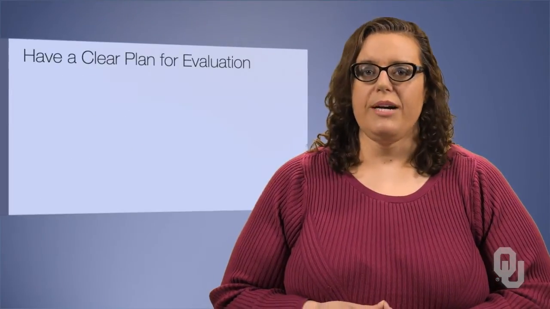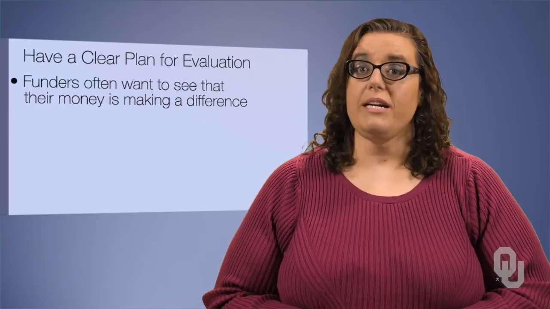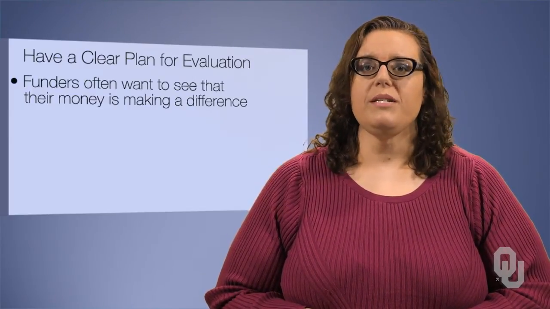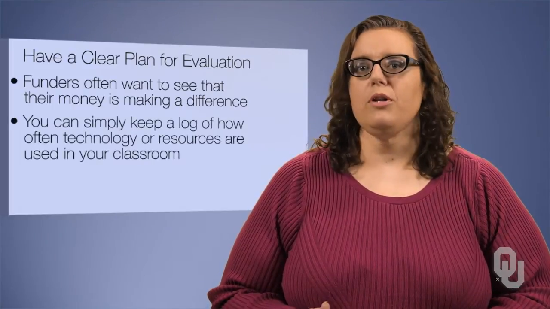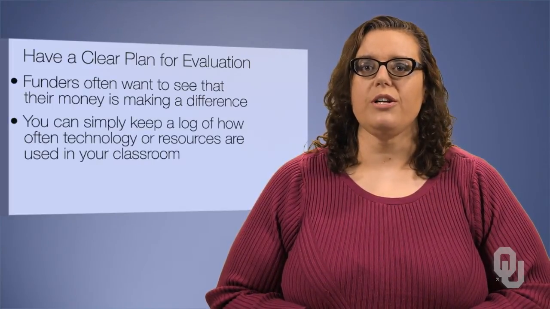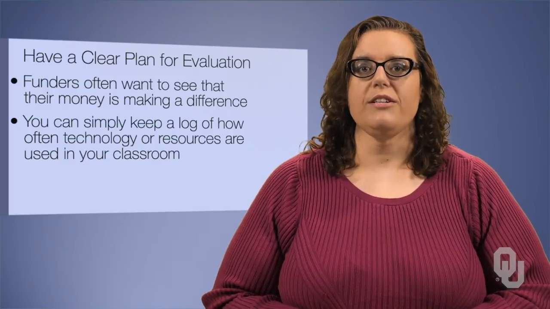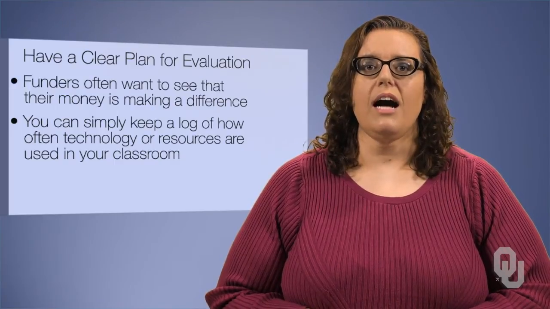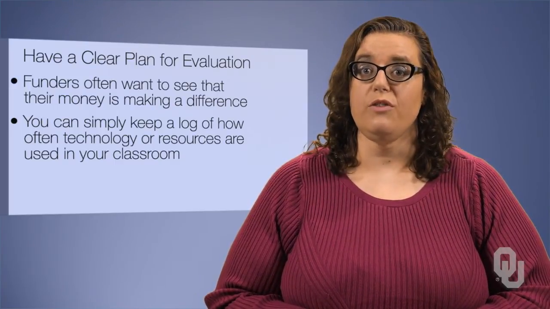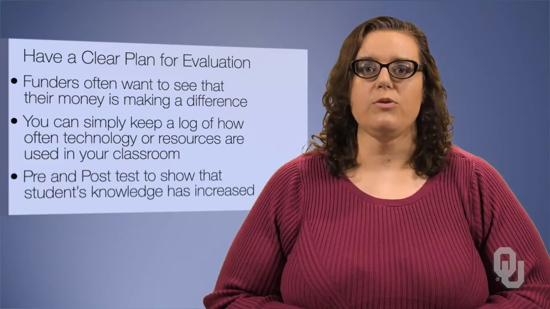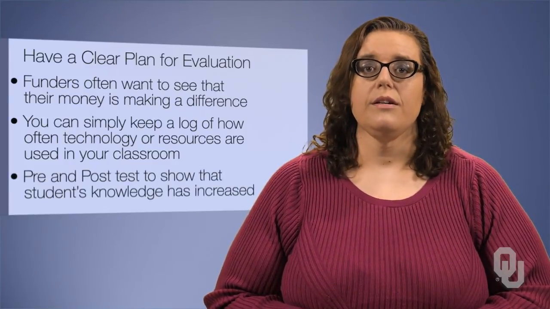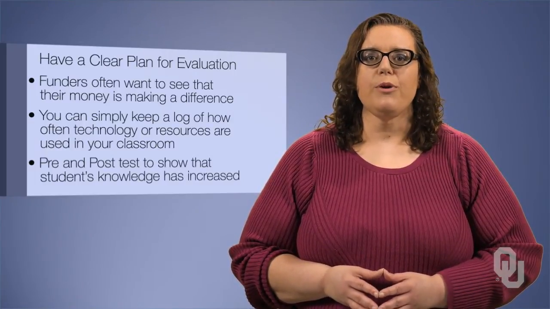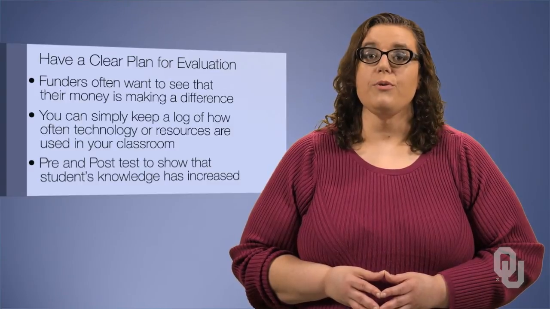Have a clear plan for evaluation. Funders often want to see that their money is making a difference. Think about this when you write your proposal. Evaluation can be simple or complex. You can simply keep a log of how often technology or resources are used in your classroom. You can ask permission to share examples of projects that students created with the resources. If your request is focused on a content area or promises to improve student achievement, you could do something like a simple pre- and post test to show that students' knowledge increased. By including a plan for evaluation in your proposal, you are showing a funder that you're ready to bring the project full circle and understand their need for results.